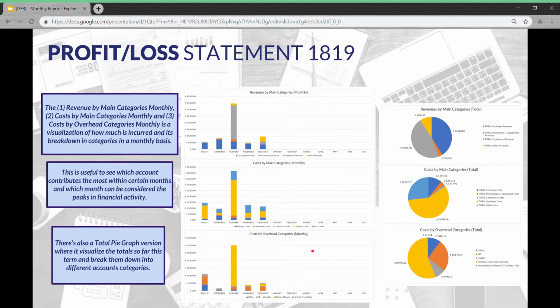This is useful to see which account contributes the most within certain months, and which month can be considered peaks. There's also a total pie graph version, just to visualize what's happening in total for the whole term. So the one at the left is the monthly version, the one at the right is the total version.